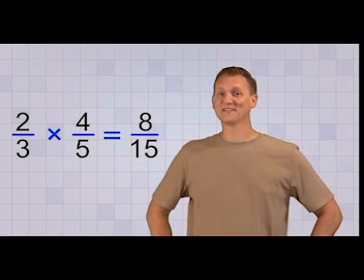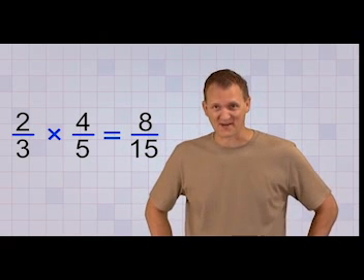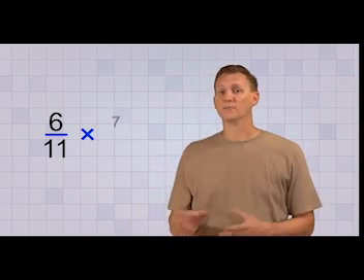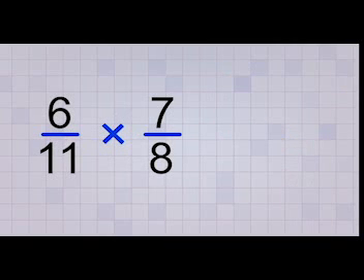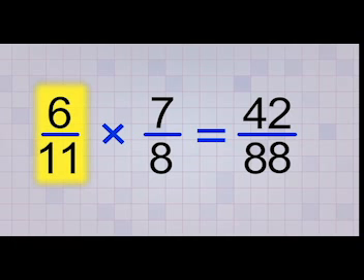See how easy that was? And fun too. Even funner than video games. Okay, time for another example. Let's try 6 over 11 times 7 over 8. From our multiplication table, we know that 6 times 7 equals 42. So 42 is the top number of our answer. And on the bottom, we have 11 times 8, which is 88. So 6 over 11 times 7 over 8 equals 42 over 88.